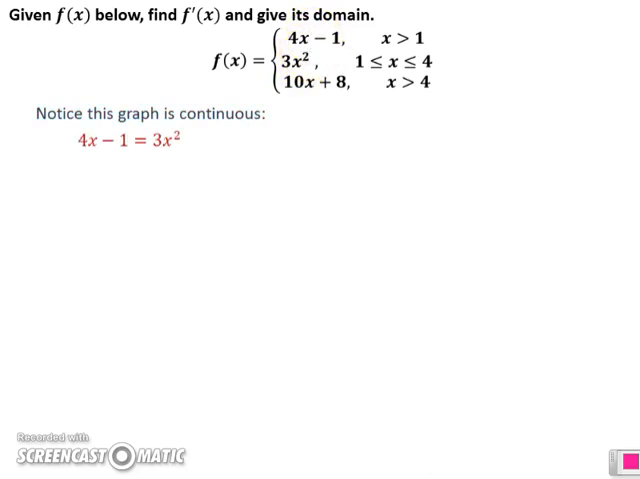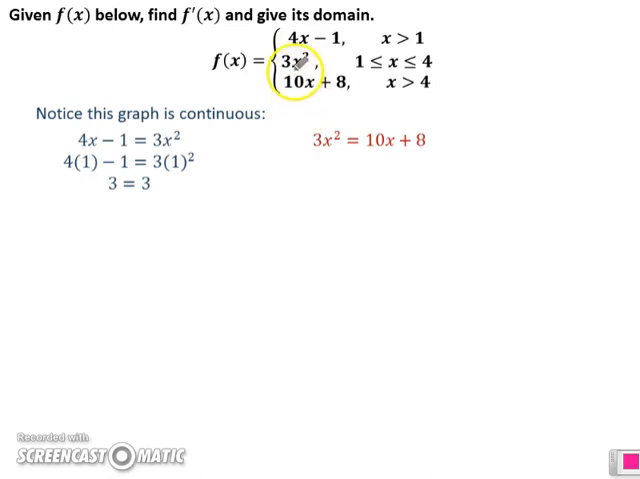So notice it's continuous because when you take 4x minus 1 and 3x squared in the piecewise function, this graph stops at x equals 1, this graph starts at x equals 1. So that's the boundary line for these two graphs. That's where one stops, one starts. So when you plug in x equals 1, you end up with the same y coordinate. So these both share a point at (1, 3), so that's good.